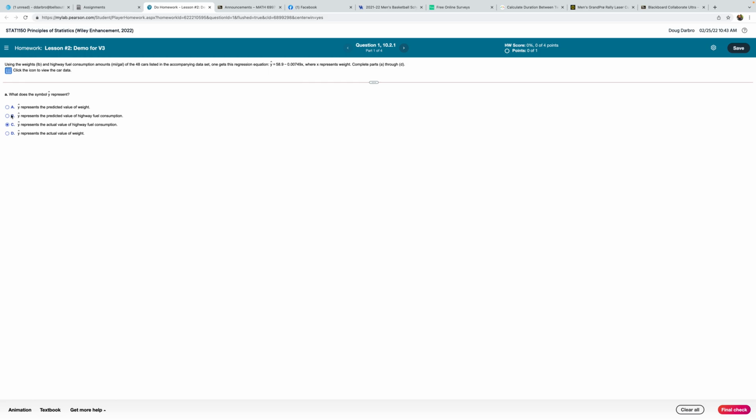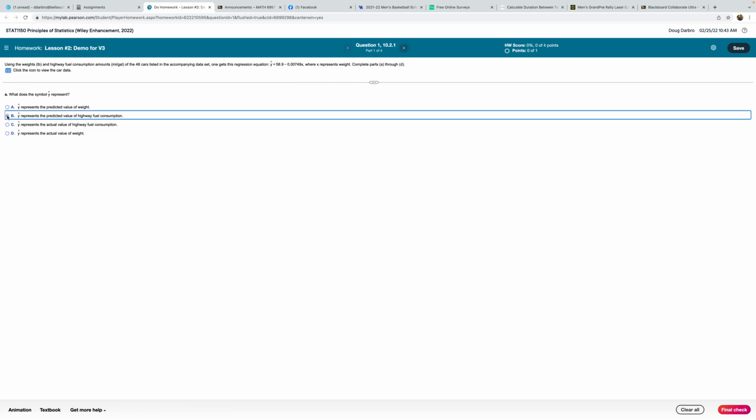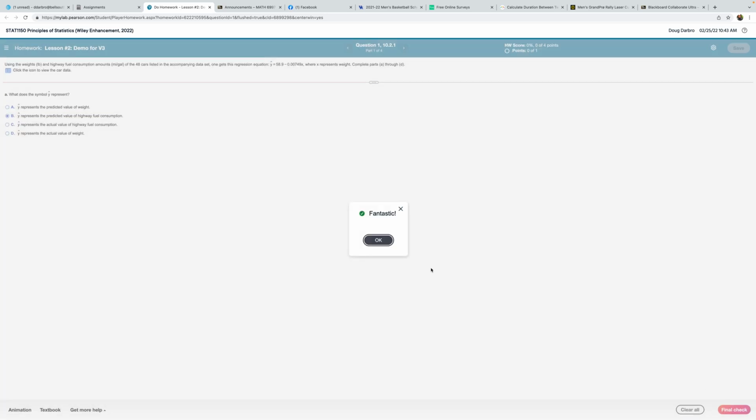I have no idea why this is already clicked. So what does the symbol Y hat represent? Well, it represents the predicted. So clearly that's wrong. So the default, that's interesting. I've never seen that happen before. So y hat would represent the predicted value of our y, which in this case would be the highway fuel consumption.